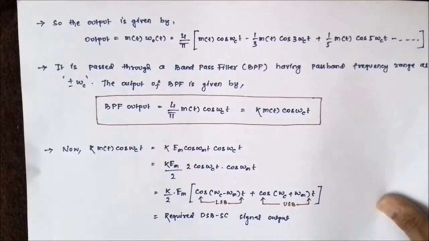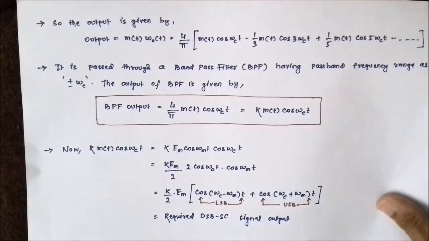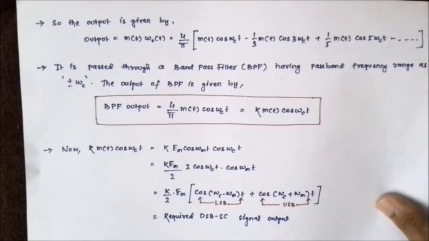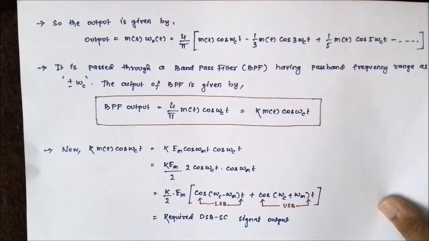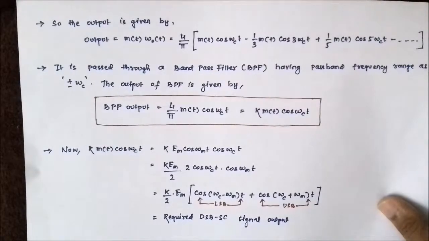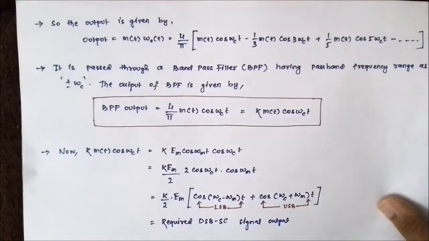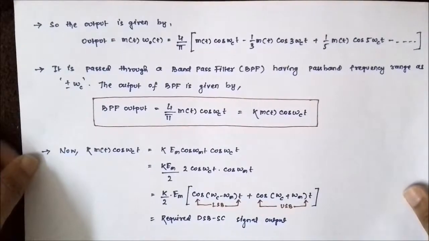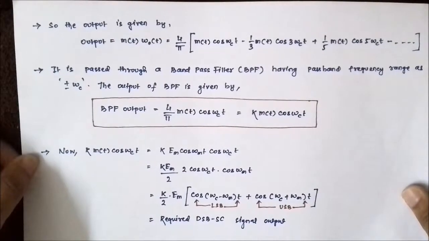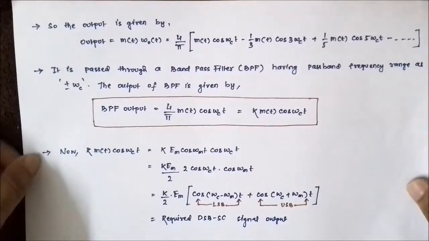So this is the double balanced modulator method for generation of a double sideband suppressed carrier signal. Here we have used 4 diodes, so there is an even number of diodes. That's why it's called a double balanced modulator. We have used an even number of diodes, 4 diodes, so that's a double balanced modulator.